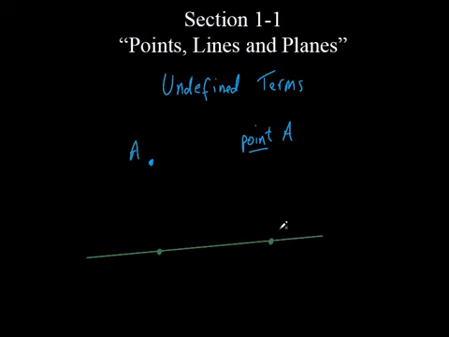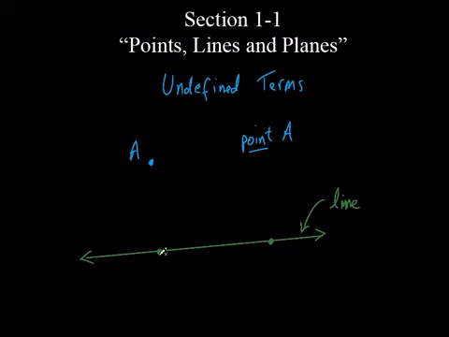All right. What if you had this? What if you connected those 2 points and you kept on going in one direction, you kept on going in another direction, and we show that by arrows? Well, we call that thing right there a line. There we go. That thing right there would be a line.